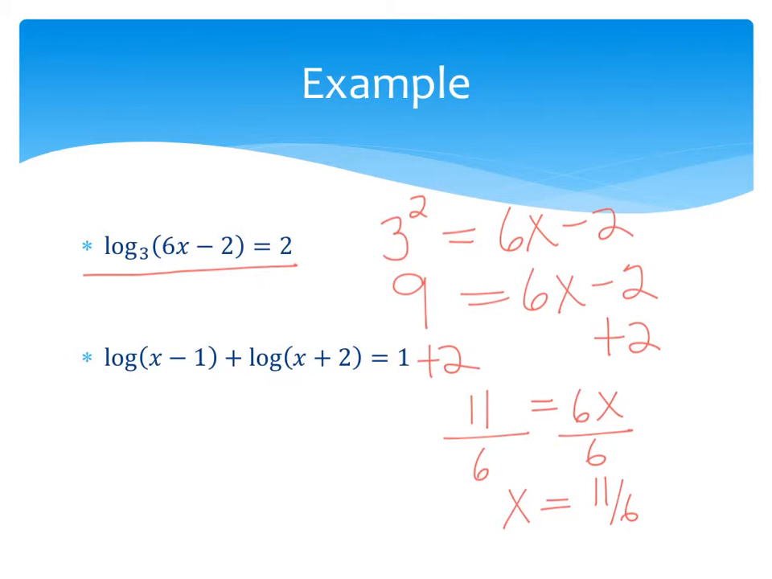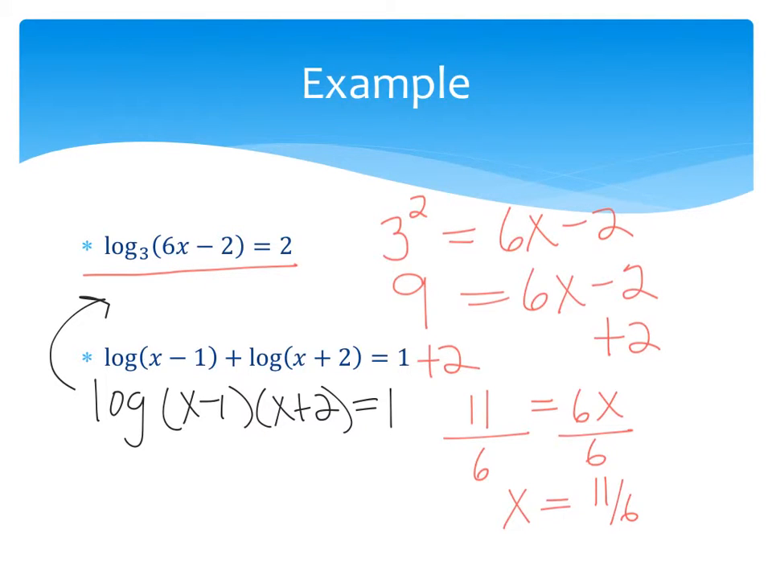For the second example, we don't have a log on both sides, but we do still need to get a single log on the left-hand side. So we're going to rewrite this as log, and then x minus 1, x plus 2, and that's going to still be equal to 1. Now I can use the same strategy that we used up here and rewrite it as an exponential, but it doesn't look like we have a base. So you have to remember the properties, and the property says if there's no base there, we can assume that it's a 10. So I'm going to rewrite this as 10 to the first power is equal to x minus 1 times x plus 2.